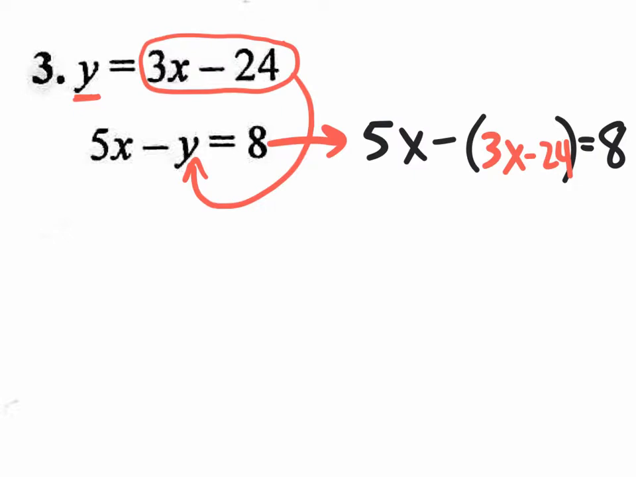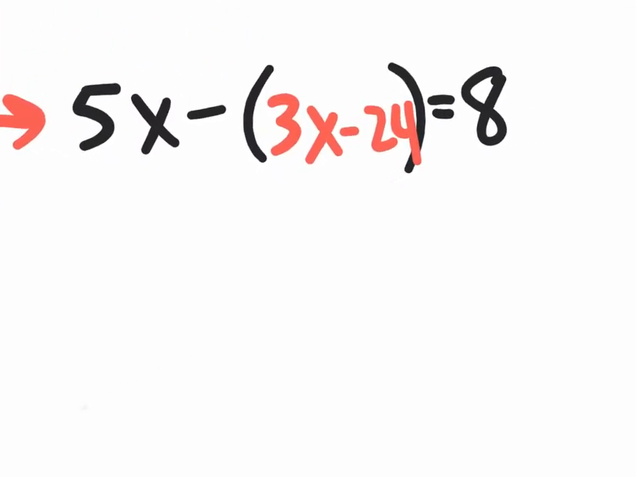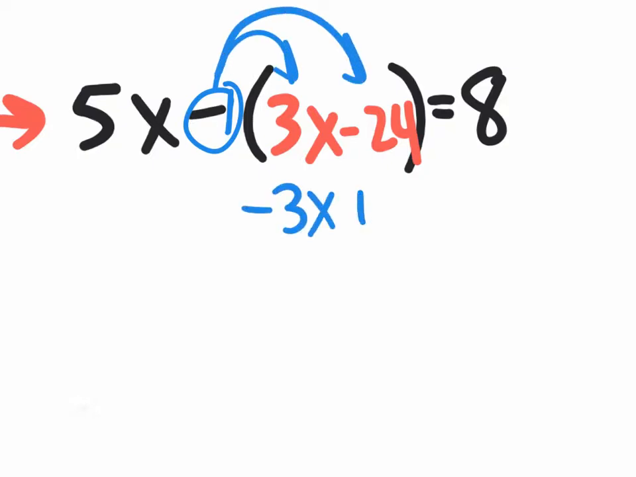And now I could focus in on this single variable equation. Of course, we're going to distribute. Whenever there's distributive property, you do it. And technically, that's like a negative 1. Negative 1 times 3x, that's negative 3x. Negative 1 times negative 24, that's positive 24. And of course, let's bring down the 5x that's in front. Let's also bring down the equal sign and the 8.